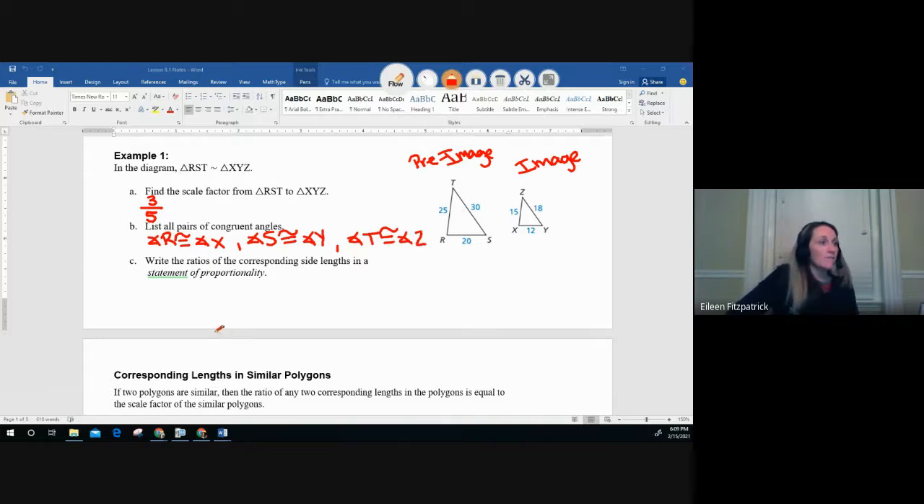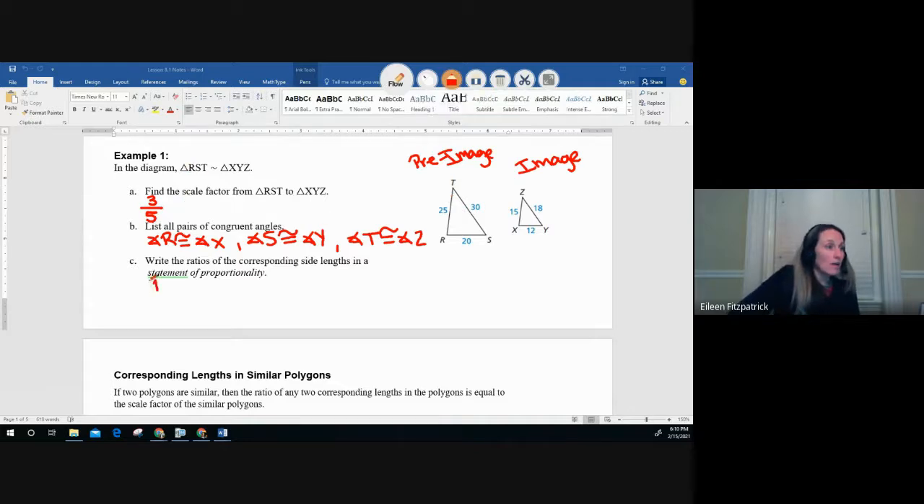And then write the ratio of corresponding sides in a statement of proportionality. That's actually what I had written up here before I erased it. I should have just written it down here. So that long statement comparing all the corresponding sides to one another. And again, you can use the order of the letters here, and it doesn't matter which triangle you start with. So maybe just to do something different than I did above, I'll start with the triangle on the left.